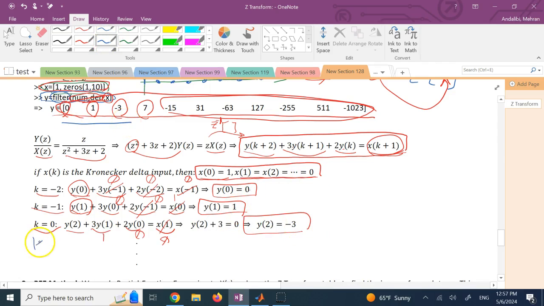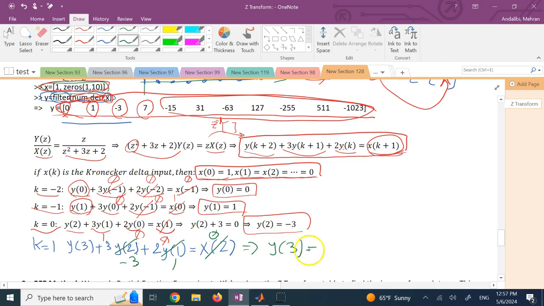And if you want, for instance, now you can plug in k of 1. You get y of 3 plus 3y of 2 plus 2y of 1 equals x of 2. x of 2 is 0. y of 1 is 1, y of 2 is negative 3. So you get y3 minus 9 plus 2, which is minus 7, equals 0. So y of 3 should be equal to positive 7. And that is this guy.